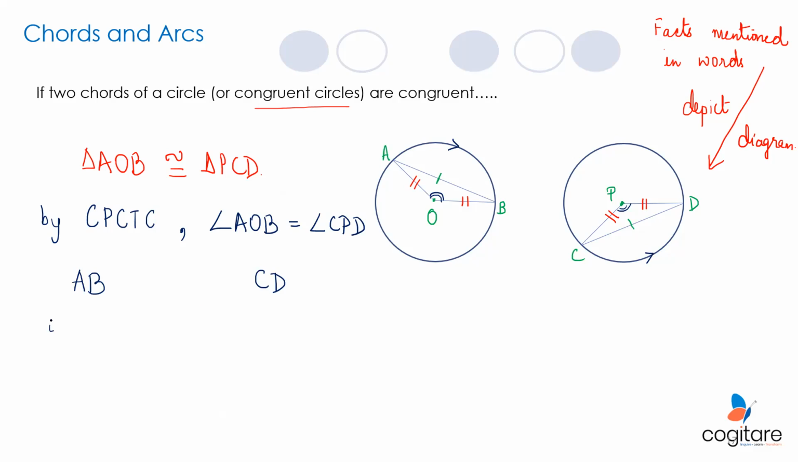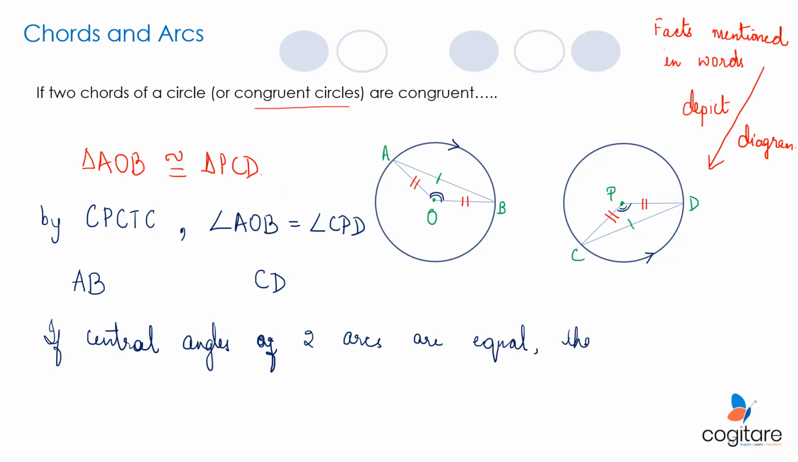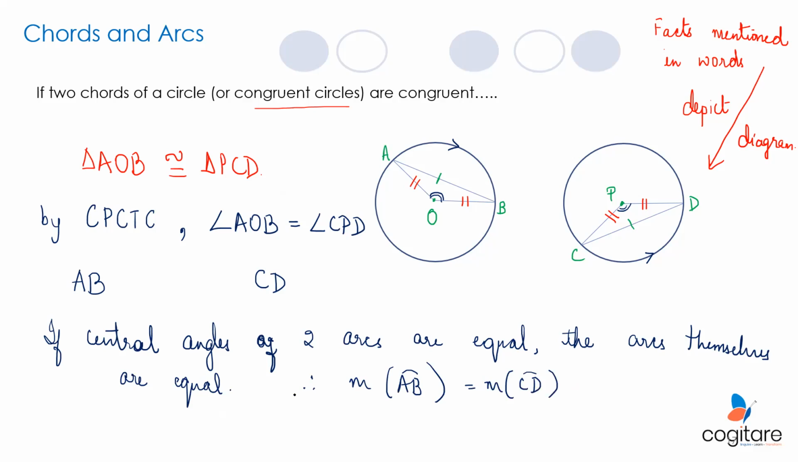So I'll write it down again here. If the central angles of two arcs are equal, then the arcs themselves are equal. Right, guys? Therefore, you can conclude that the measure of arc AB is equal to the measure of arc CD. When I say measure, we basically mean the length.